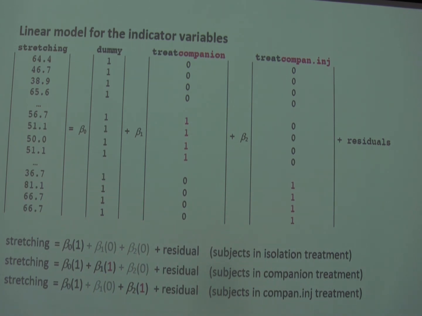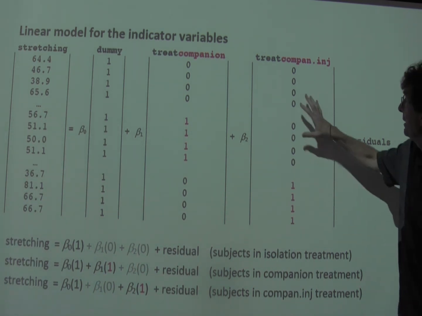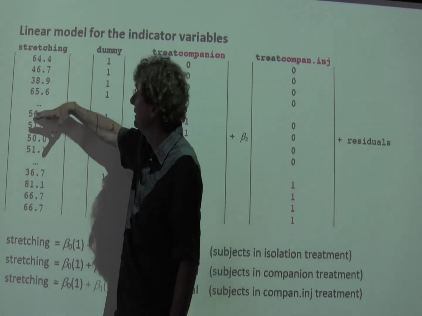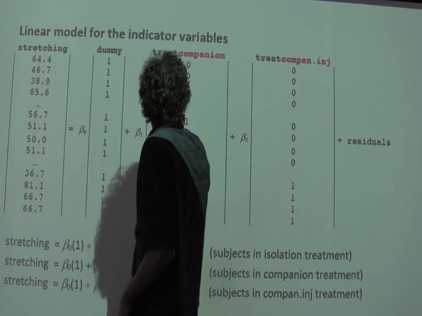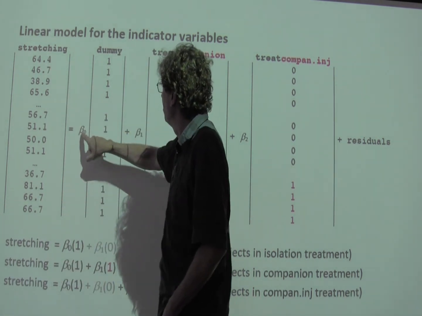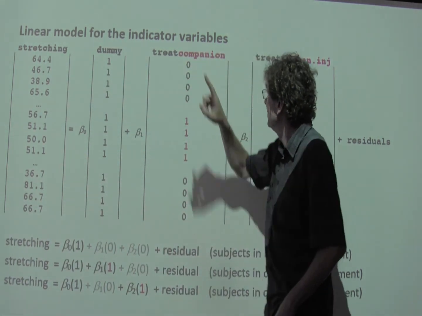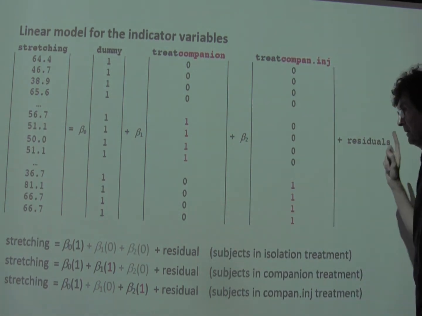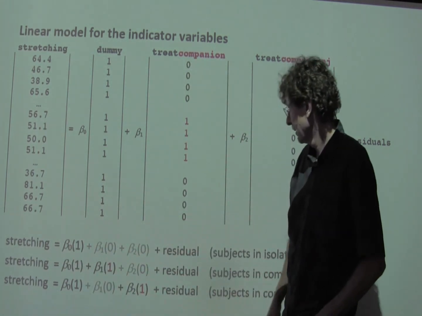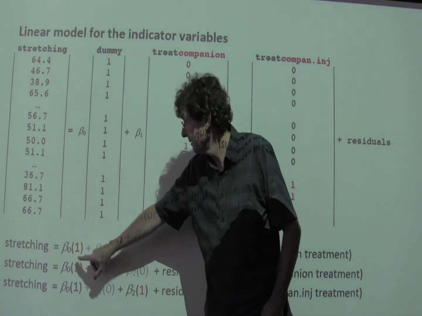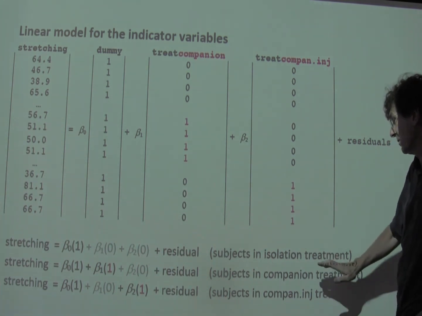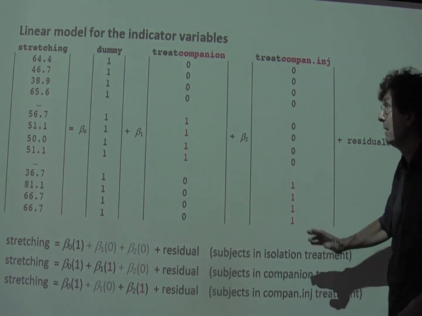Now I've dropped the first treatment dummy variable and just put in the ones and zeros so that I can show you how we're modeling these values. Here's our first individual. It's in treatment 1. So 64.4 is modeled as beta naught times 1 plus beta 1 times 0 plus beta 2 times 0 plus a residual. So every individual in the first group is modeled as beta naught plus residual. Those are the subjects in the first treatment, the isolation treatment.